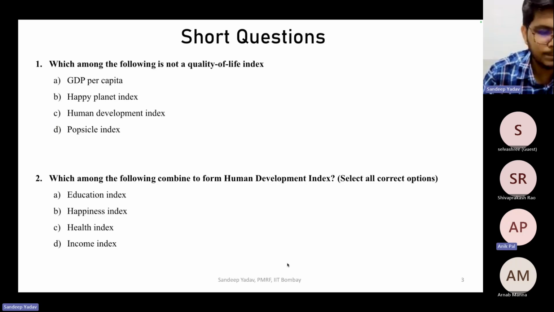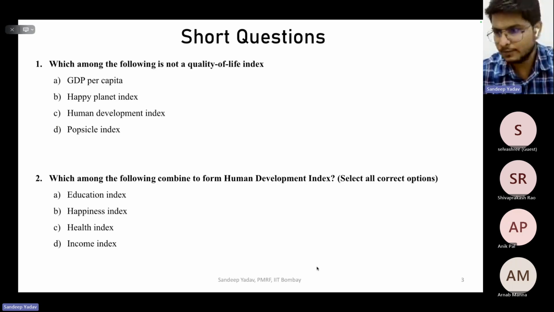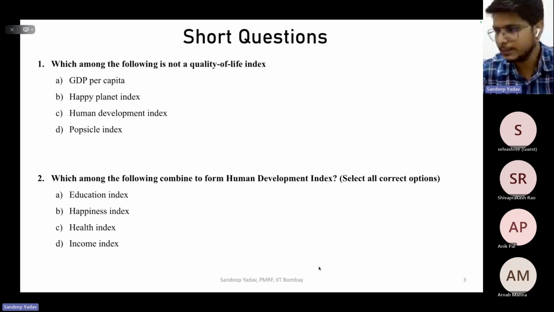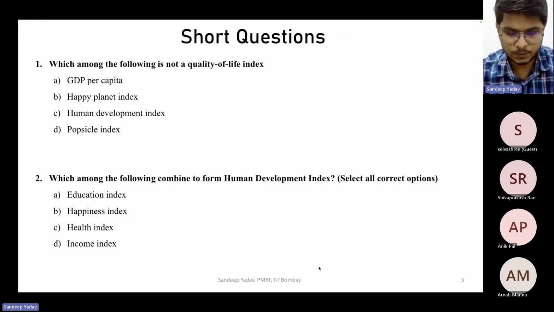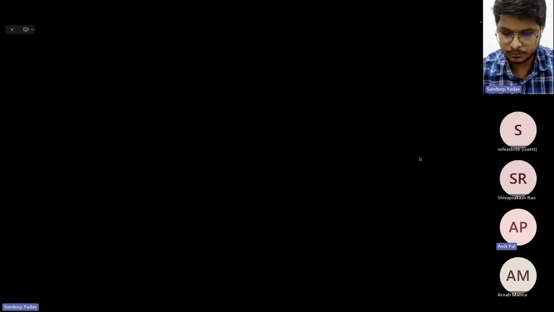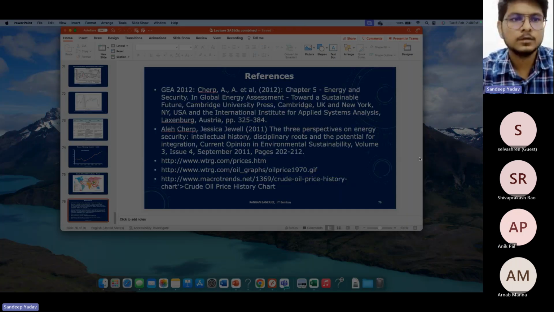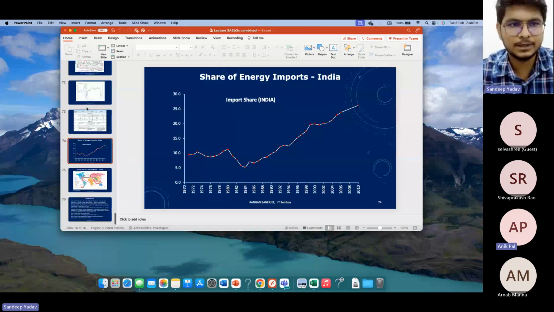So what is this Happy Planet Index? How happy is the planet? There's an index. Let me just show you. So there are the indexes that have been given. I think I'll just explain this thing.